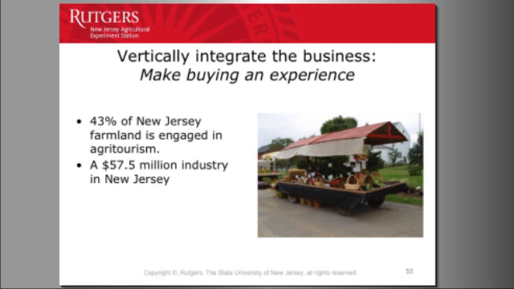You can also vertically integrate, so going up and down the supply chain. 43% of New Jersey farmland is engaged in some kind of agritourism. It's a $57.5 million business in New Jersey. But that requires more labor, more talent, and a whole different set of skills and resources.